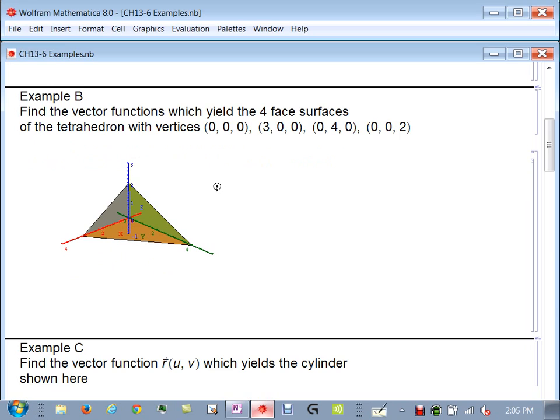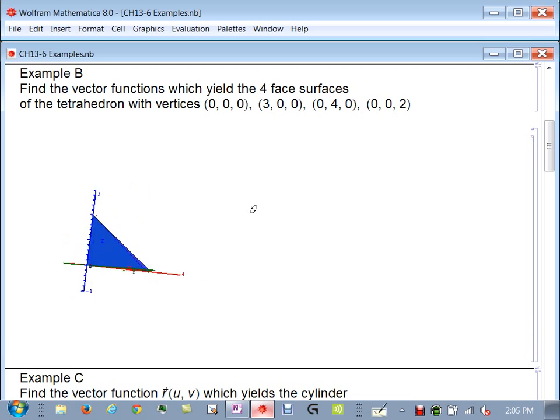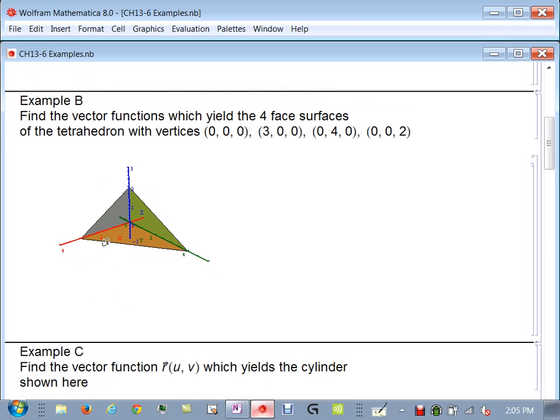All right. Find the vector functions, plural, which yield the 4 face surfaces of this tetrahedron. So for those of you who have taken some physics and have done some flux and stuff like that, know about having to figure out what the surface is. Maybe it depends on how complicated the shapes are. But here's a tetrahedron. We'll be able to compute the flux on that later, but not yet. We need to first be able to handle how to find parametric functions to represent each of the surfaces.